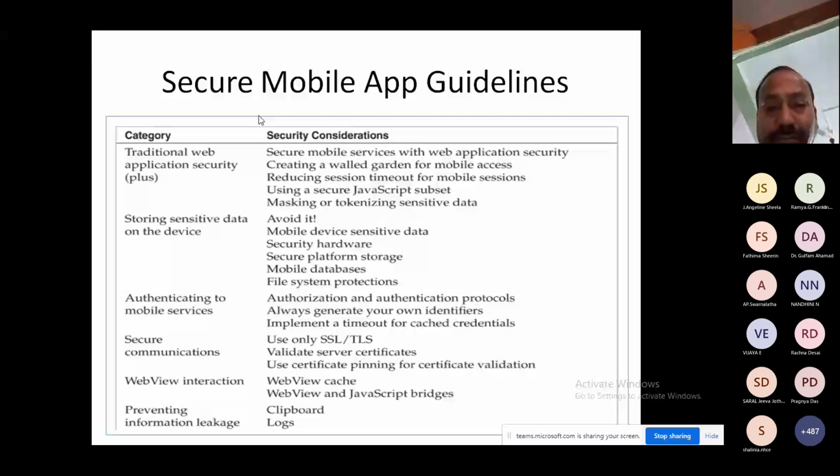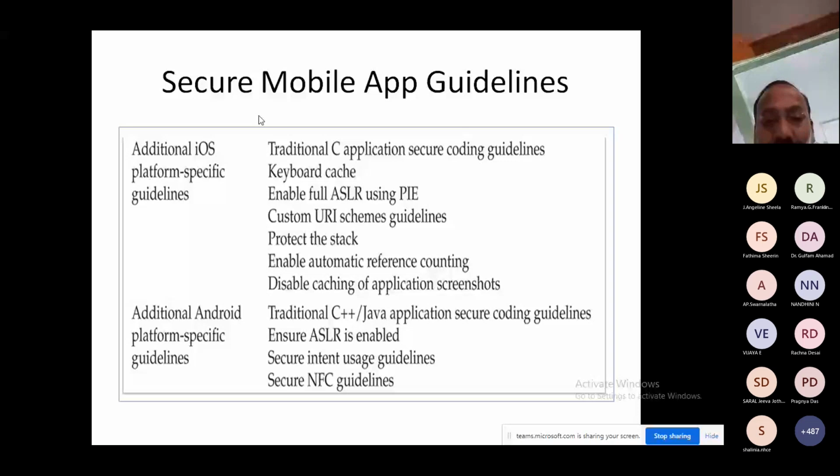For web view interaction, the web view cache and web view JavaScript are security considerations, and for preventing information leakage, clipboard and logs. Secure mobile app guidelines: for additional iOS, use the traditional C application secure coding guidelines, keyboard cache, and enable full ASLR. For the Android platform specifically, you can use guidelines like the traditional C++ and Java application secure coding guidelines, and there are secure NFC guidelines.